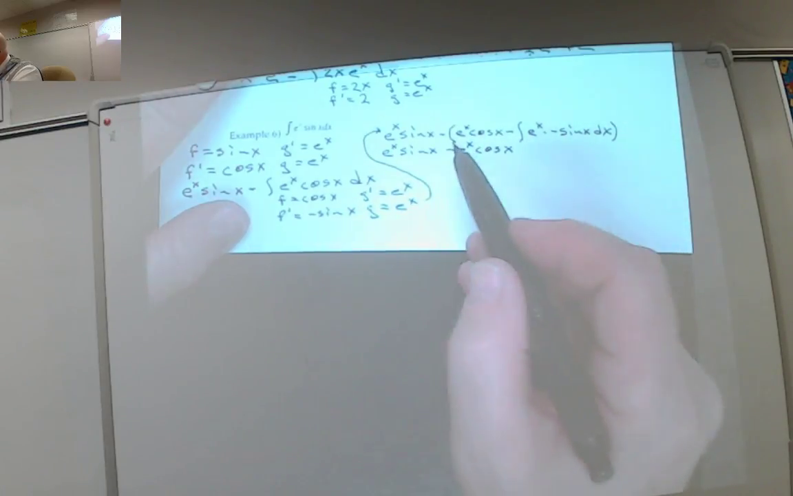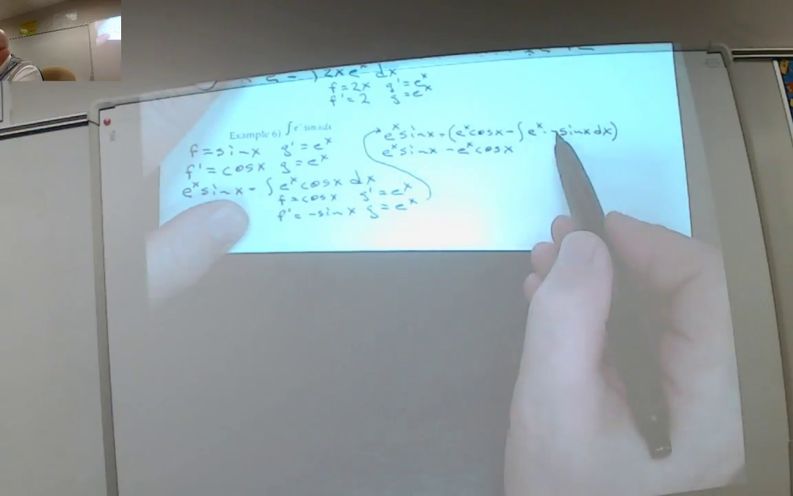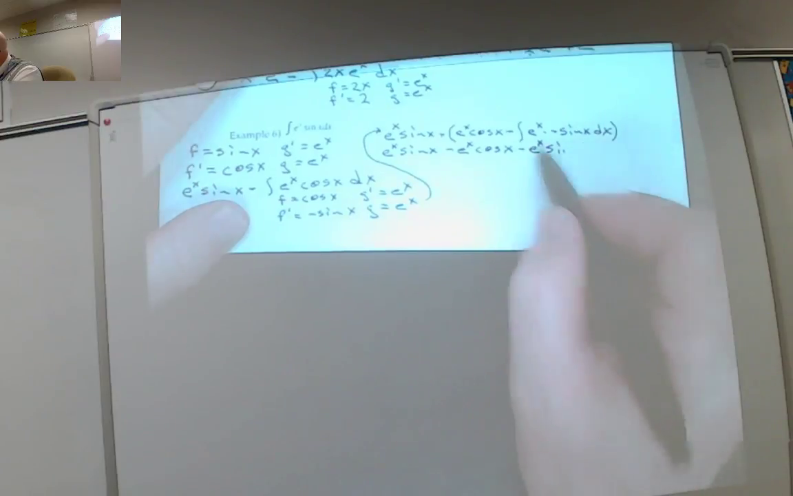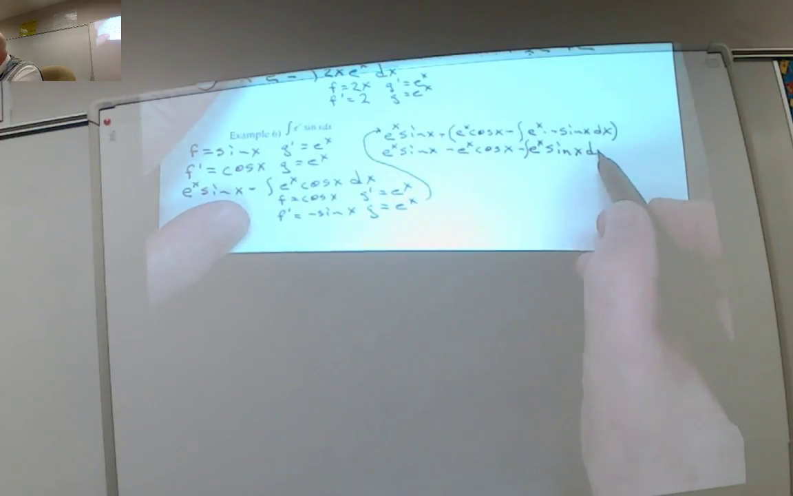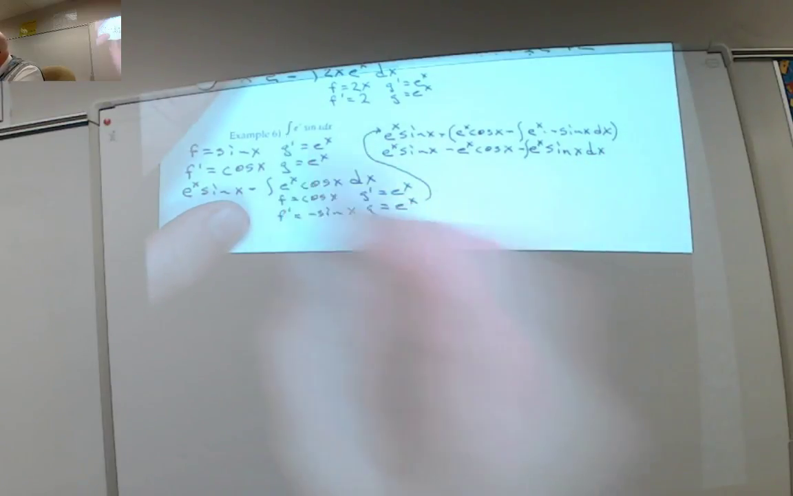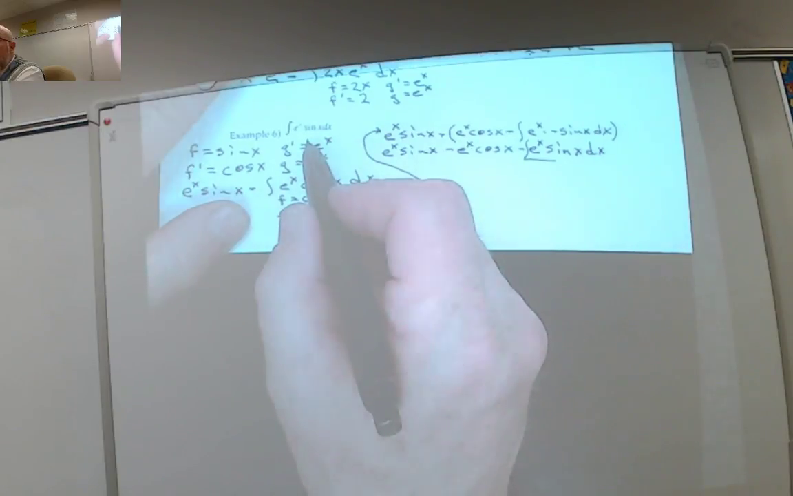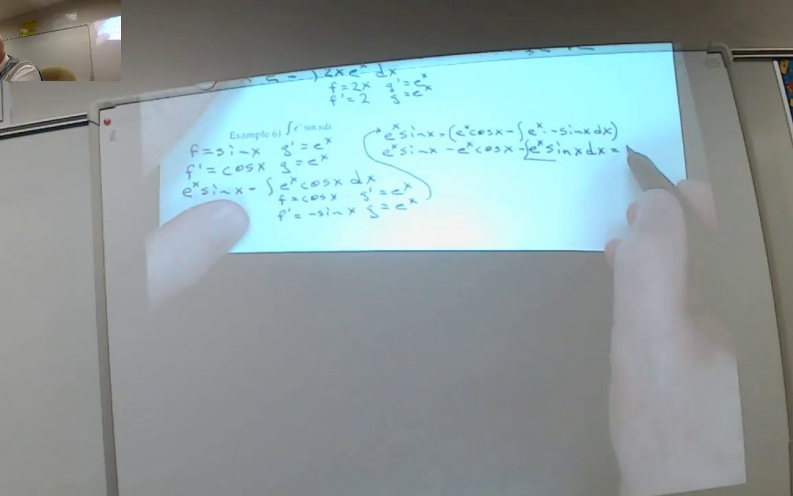Now notice I have a negative here, a negative here, and a negative here. So that's going to give me a negative e to the x sine of x, and there's an integral symbol in front of it. Notice I'm back to where I started, right? If I don't stop here, it's going to keep on going. I'm stopping right here and saying this is what I'm trying to find out.